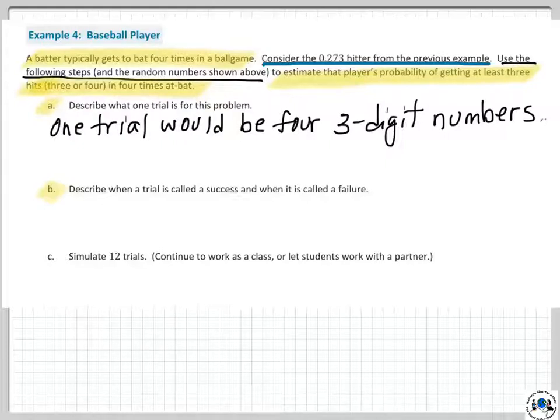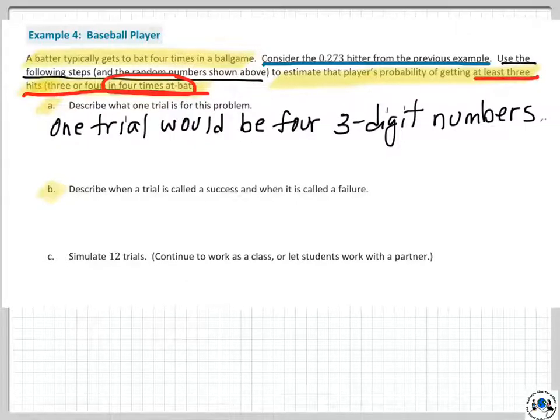Remember, we are trying to find out the probability of getting at least 3 hits, 3 or 4 in 4 times at bat, and that's the key right there. Each trial, you have to do it 4 times. It's like when we did the die rolls or the coin tosses. We would do them a certain number of times depending on the context of the problem.